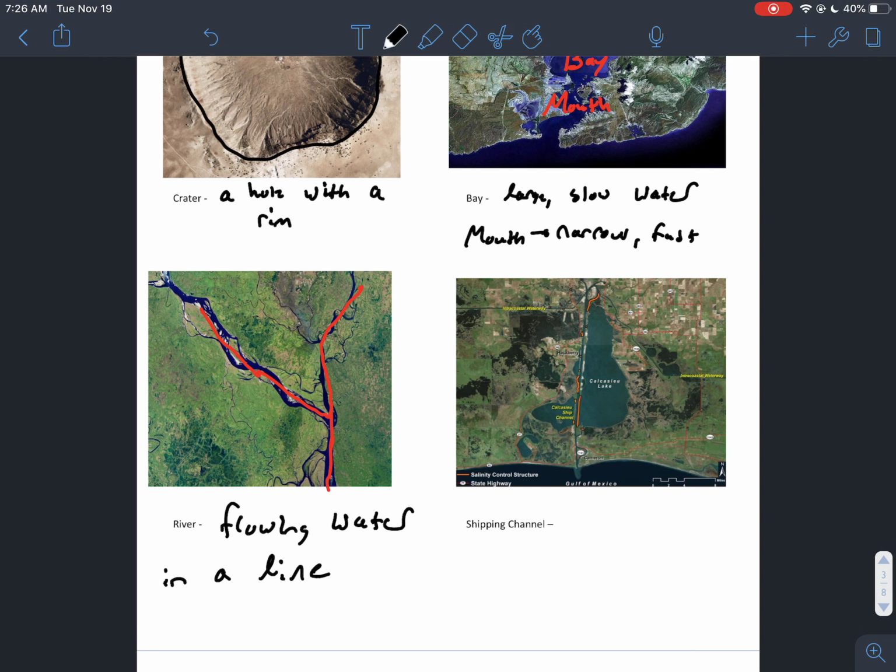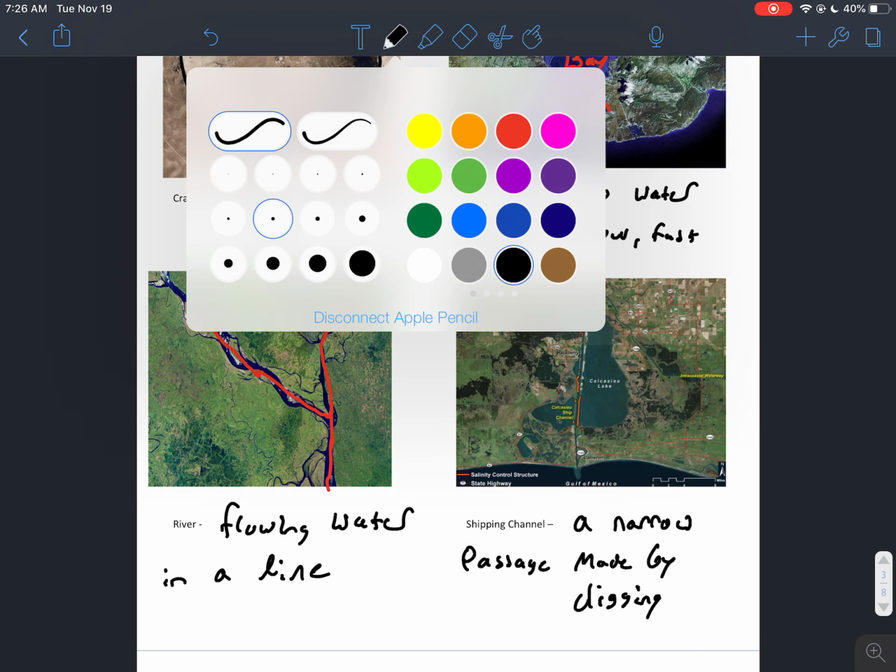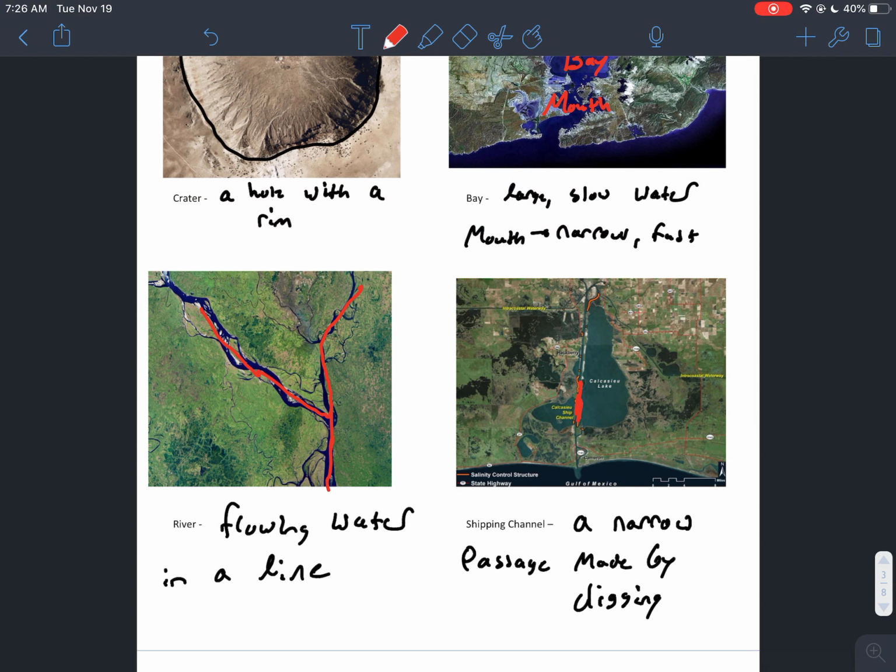Shipping channel is the weird one. You've got two parts of a shipping channel: the channel, and then the beaches. So we're going to write a narrow passageway, or we'll say passage, made by digging. If y'all look in this picture, these are actually pretty tough to see, to be honest. But it's this little area right here. We're going to get better pictures. They're just these things that humans dig so that ships can get through. And we're going to talk about why and how humans dig them. That's going to be our focus.